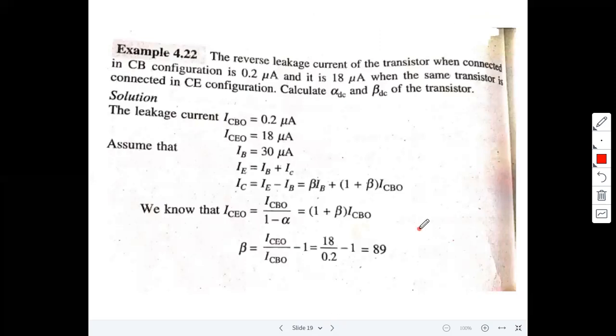There is another problem here. Given the leakage currents, ICBO 0.2, ICEO 18 microamperes, and base current is 30 microamperes. And using these relations, we can easily find IE is equal to IB plus IC. Already we know ICEO is equal to (1 plus beta) times ICBO. Then beta approximately equal to ICEO by ICBO minus 1, that is equal to 89.